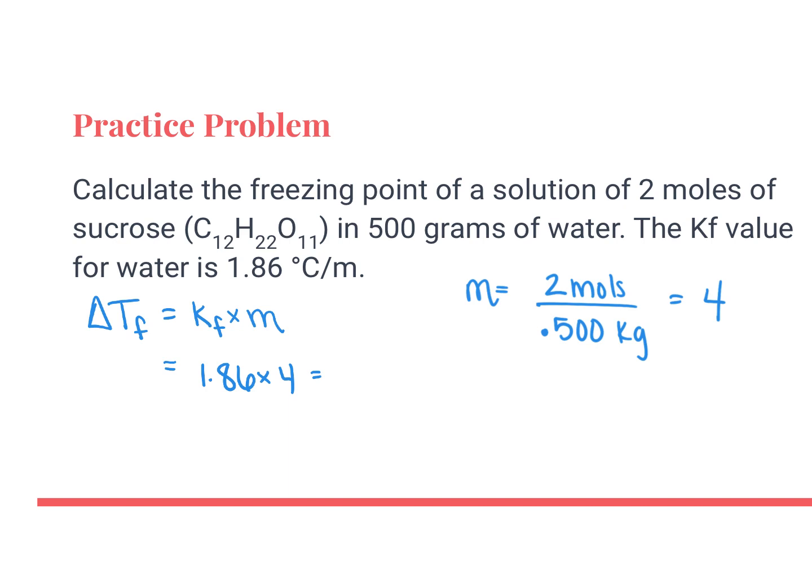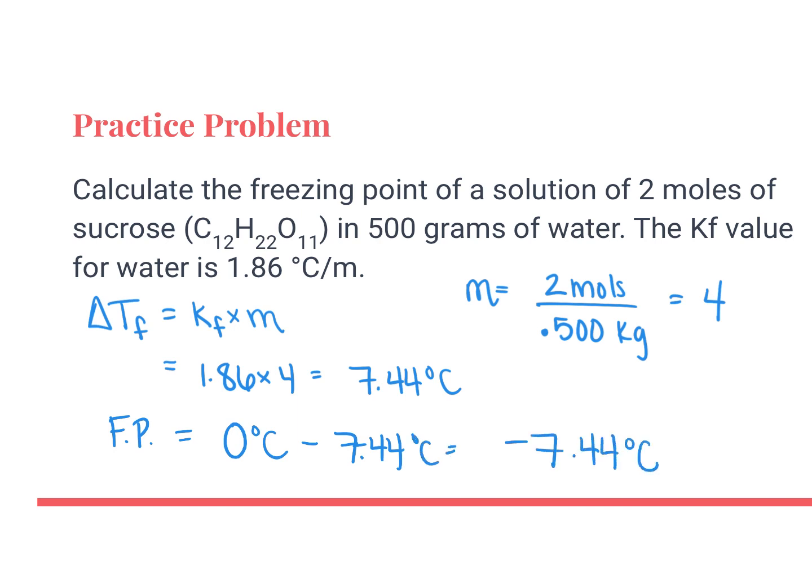Okay, what are we getting? 7.44. Okay, because Kf is in degrees Celsius, this will be in degrees Celsius. Okay, and it's freezing point depression, so what does that mean? It's going to go down. So then the way we calculate freezing point is you take the freezing point of water, which is 0, and because it's a depression, you're going to subtract 7.44. Okay, so that means this new solution, instead of freezing at 0 degrees Celsius like pure water would, this one freezes at minus 7.44 degrees Celsius.